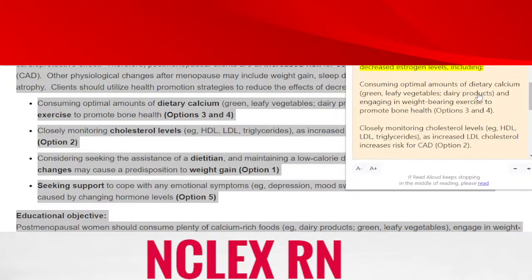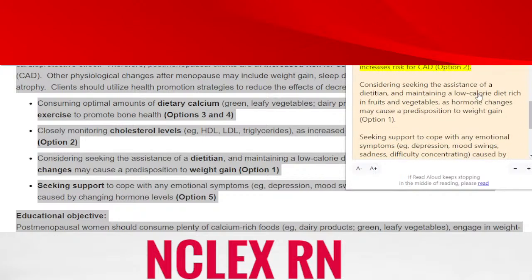Clients should utilize health promotion strategies to reduce the effects of decreased estrogen levels, including consuming optimal amounts of dietary calcium, green, leafy vegetables, dairy products, and engaging in weight-bearing exercise to promote bone health, options 3 and 4. Closely monitoring cholesterol levels, e.g., HDL, LDL, triglycerides, as increased LDL cholesterol increases risk for CAD, option 2.